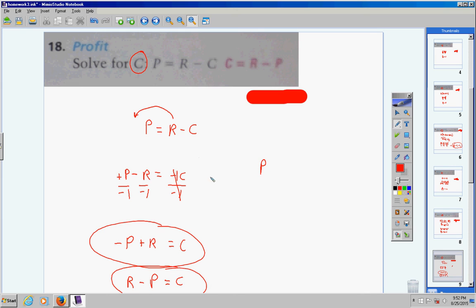But I want to come back up here when we had P, negative R equals negative C. If you don't like dividing by a negative 1, no problem. Bring the C over here and it becomes positive. Bring the P over here and it becomes negative. Bring the R over and it becomes positive. Okay? That's a fast way to do it if you like that better. Okay? Divide by a negative 1 or just move the terms around. Either way is fine.